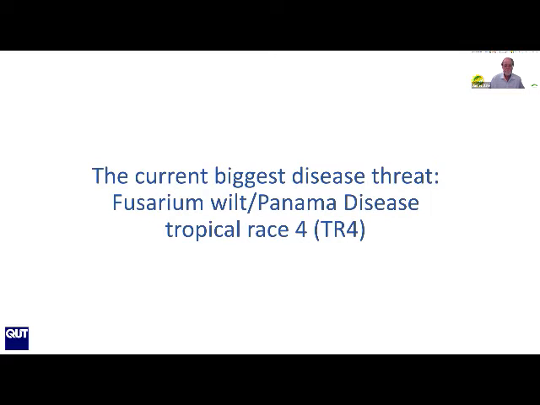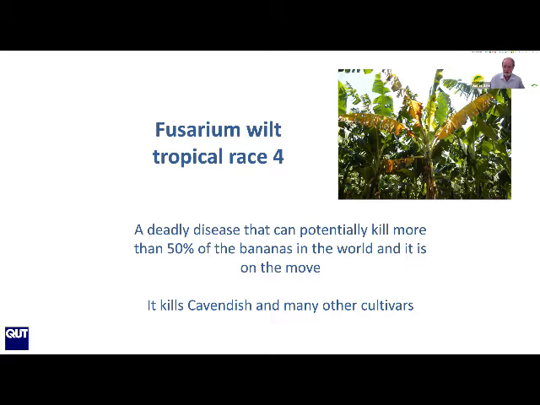But by far the biggest disease threat is Fusarium wilt Panama disease, tropical race 4, TR4. So this is a deadly disease. It has the potential to kill more than 50% of the bananas in the world, and it's on the move, and it kills Cavendish. And you can see in the top right there, classic symptoms of TR4 in the advanced stages of an infection.